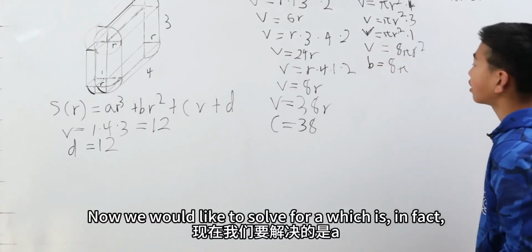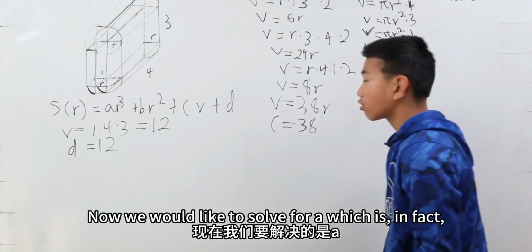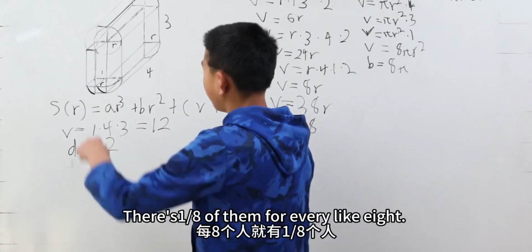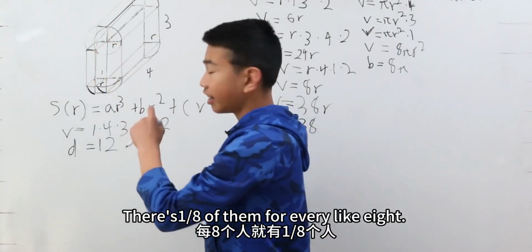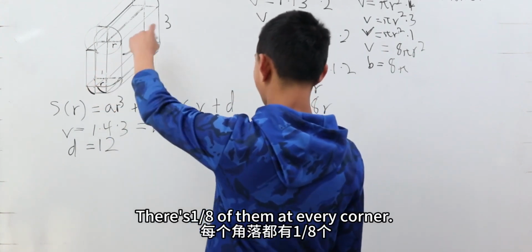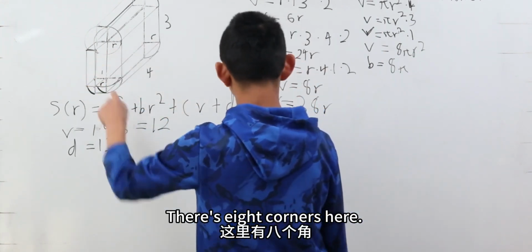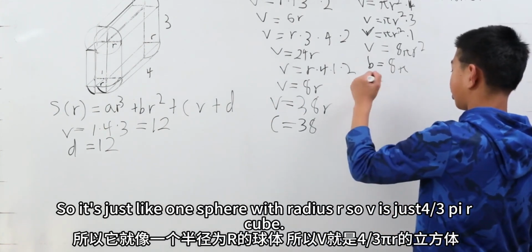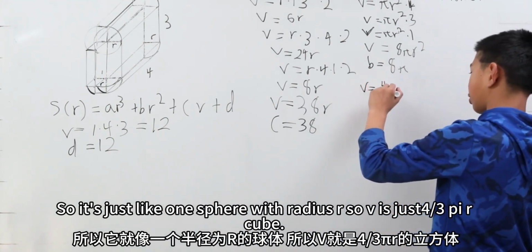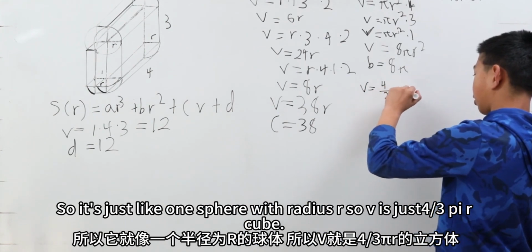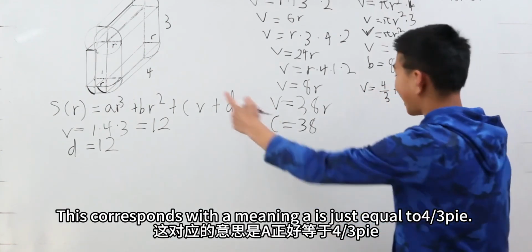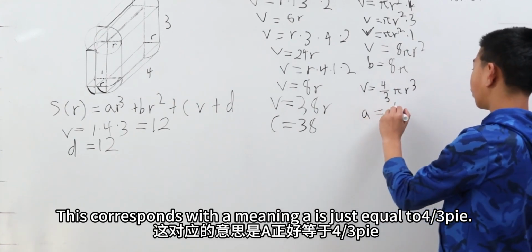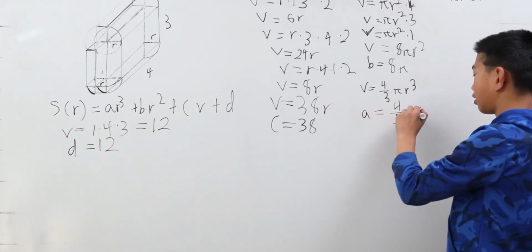Now we would like to solve for A, which comes from the spheres. There's 1/8 of a sphere at every corner, and there are 8 corners here, so it's just like one sphere with radius r. So V is just 4/3 pi r cubed. This corresponds with A, meaning A is equal to 4/3 pi.